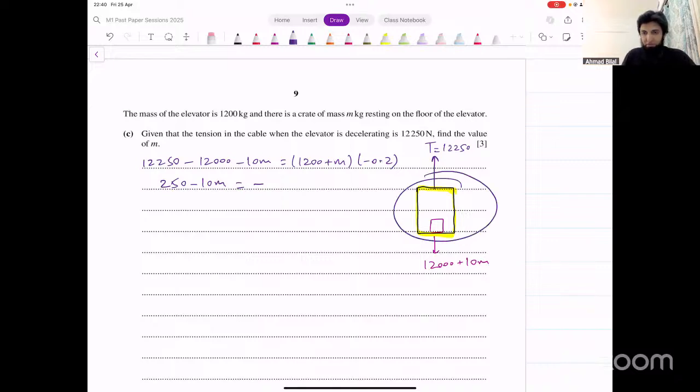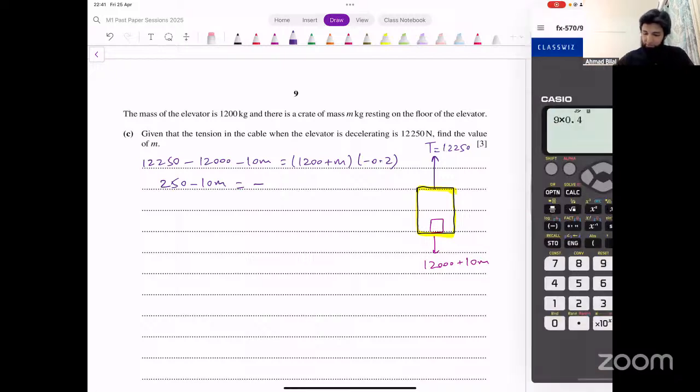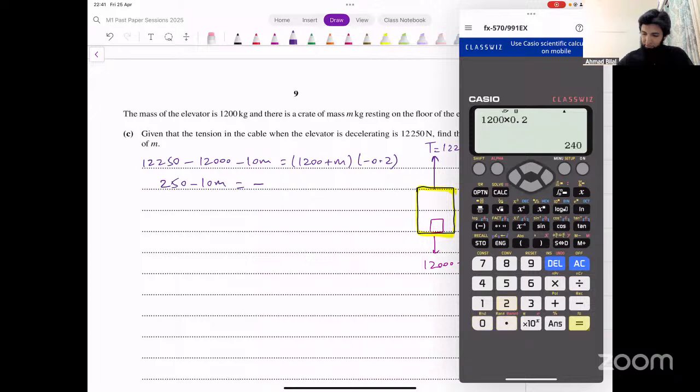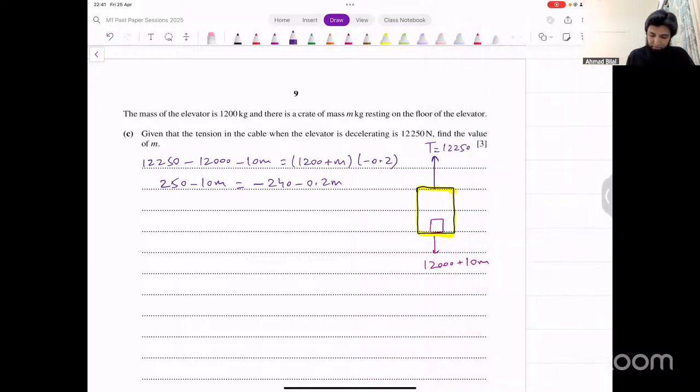We're considering the whole system. What's the total mass of the system? 1200 plus m. 250 minus 10m equals minus 240 minus 0.2 times m. 9.8 times m equals 490, and that will give you the result. You can see what that is. What do we get from this? 50 kilograms. That's the mass.